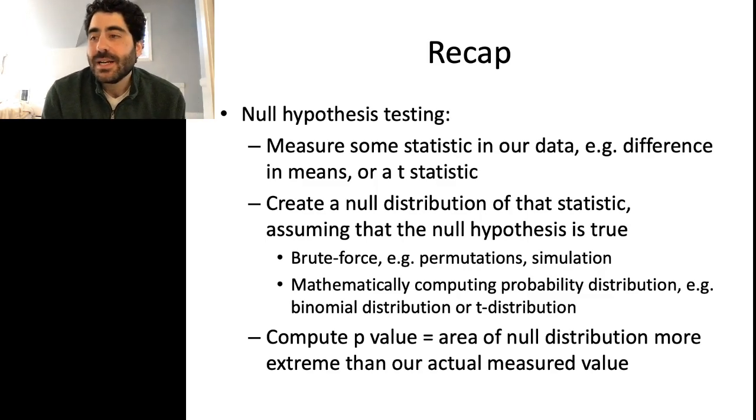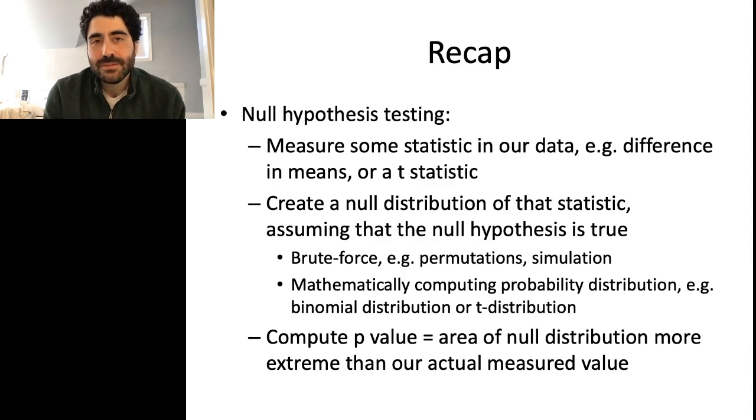Remember, the overall idea here is that we're going to measure some kind of statistic in our real data. This could be as simple as a difference in the means. It could be a more complicated kind of statistic, like a Z or a T statistic. Then what we want to do is compare what we're seeing in our real data to a distribution that's coming from our null hypothesis. The first way we talked about doing this in the class is some kind of brute force simulation or permutation-based method to generate these null distributions.